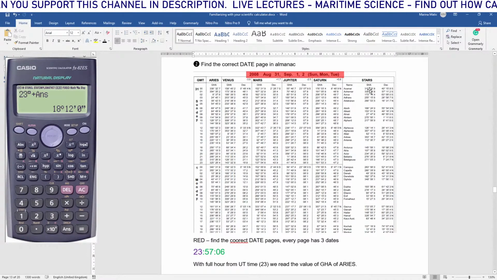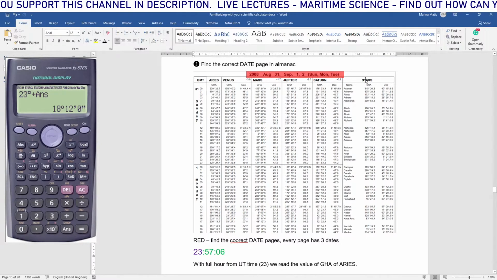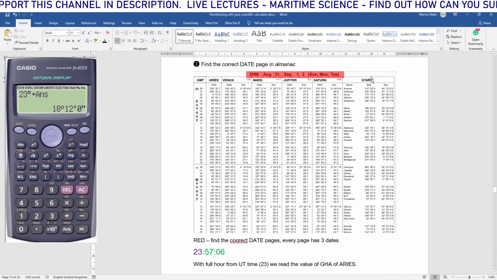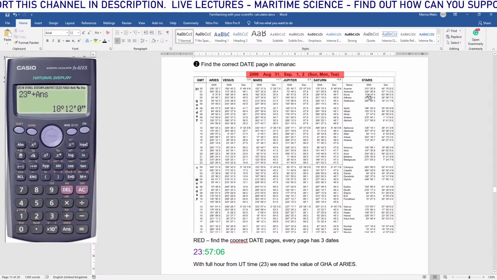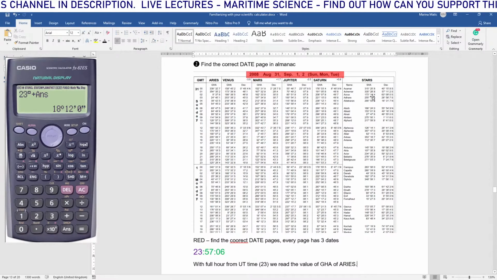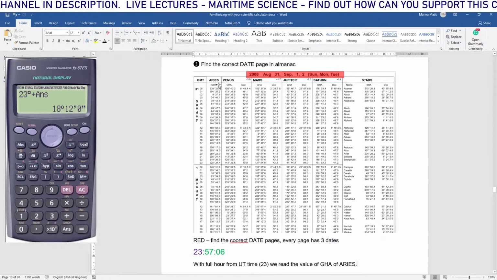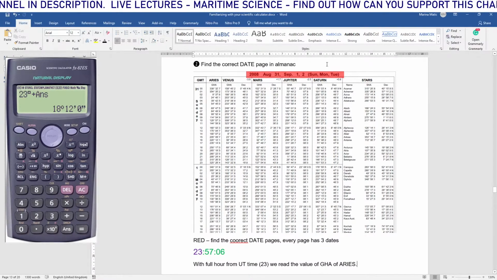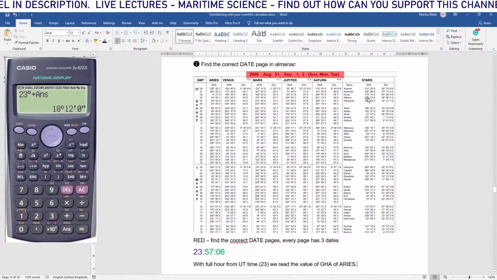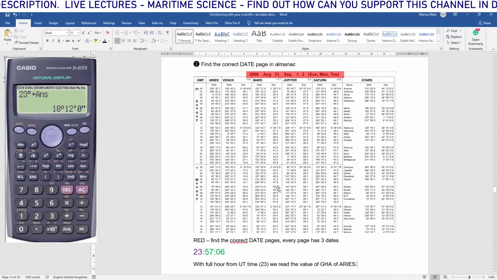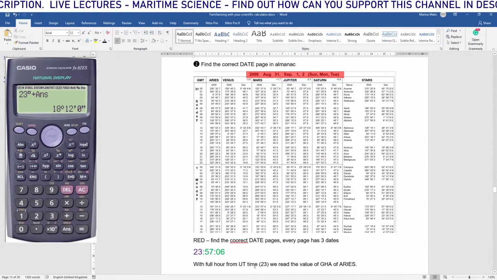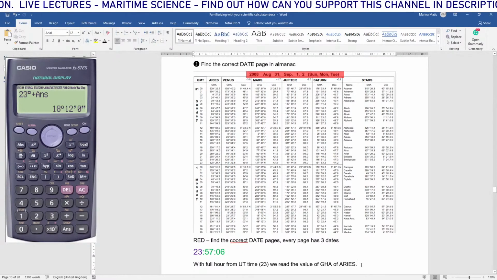The way we get Greenwich hour angle of a star is that the sidereal hour angle, this SHA that you see on the top of the list for the star, is the actual value between the star and the spring point. So in order to get Greenwich hour angle of a star, we need to take this number and add the GHA of Aries to get Greenwich hour angle of the star. So the first step is, with the full hour from UT time, 23 in our case, we read the value of Greenwich hour angle of Aries.